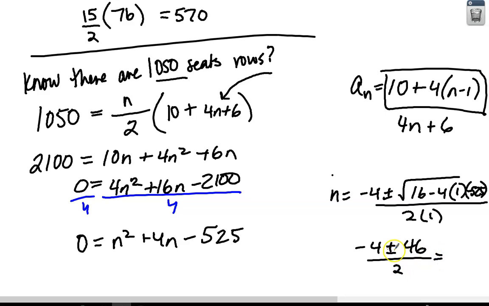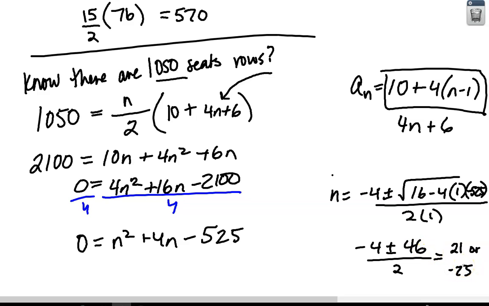So then that means my two choices are negative 4 plus 46 over 2. So I get 21 is one of my choices. Or negative 4 minus 46 and then divided by 2. So that would just be negative 50 divided by 2, which is negative 25.